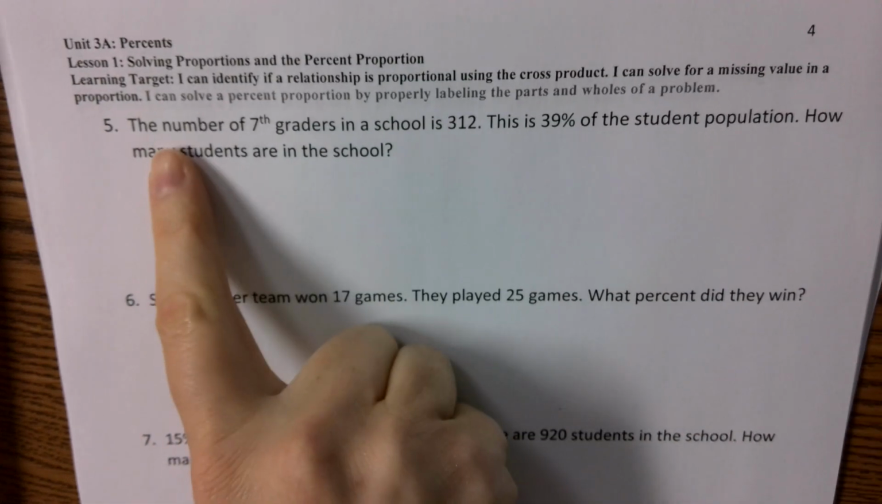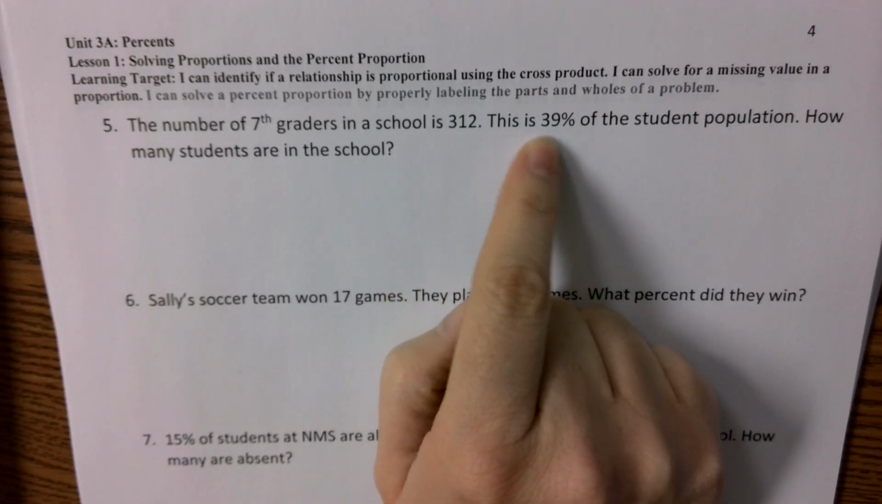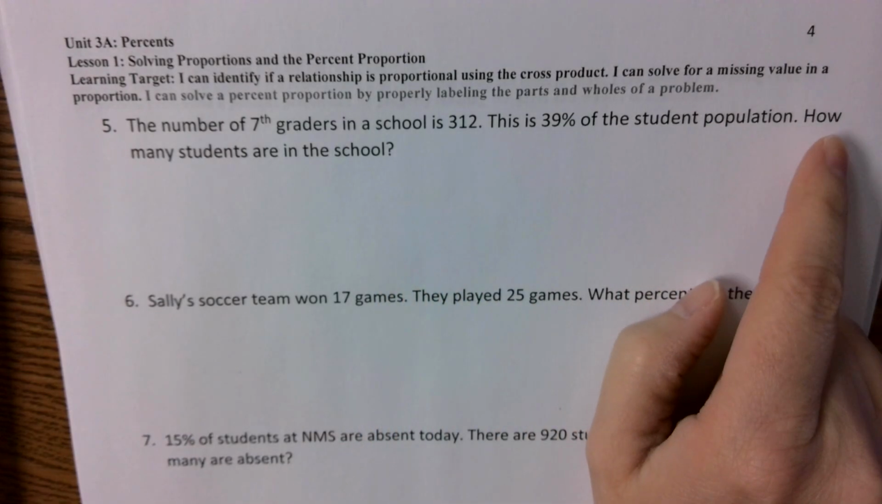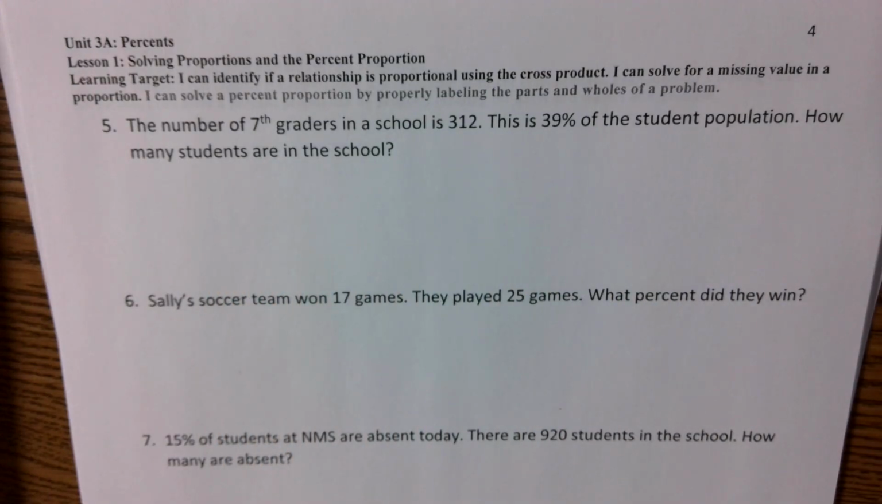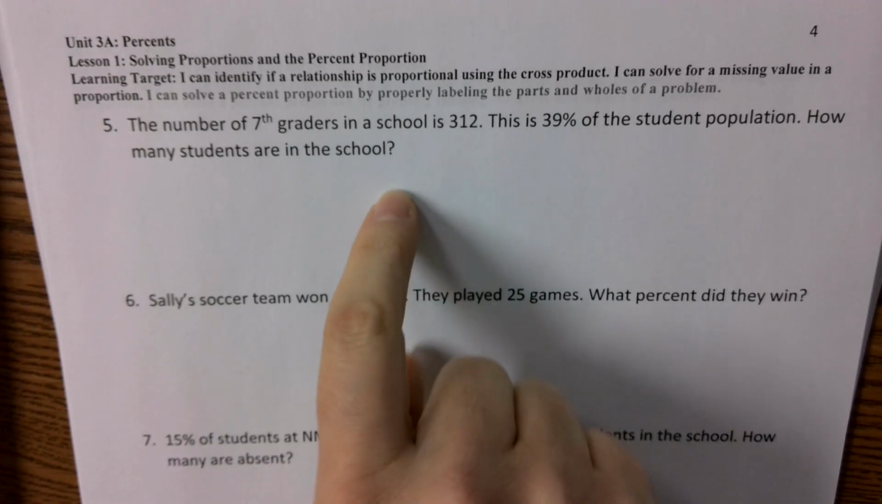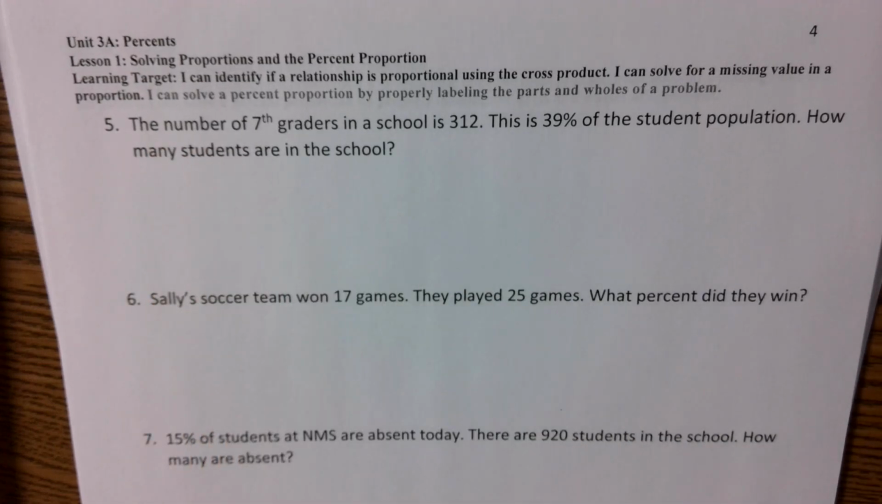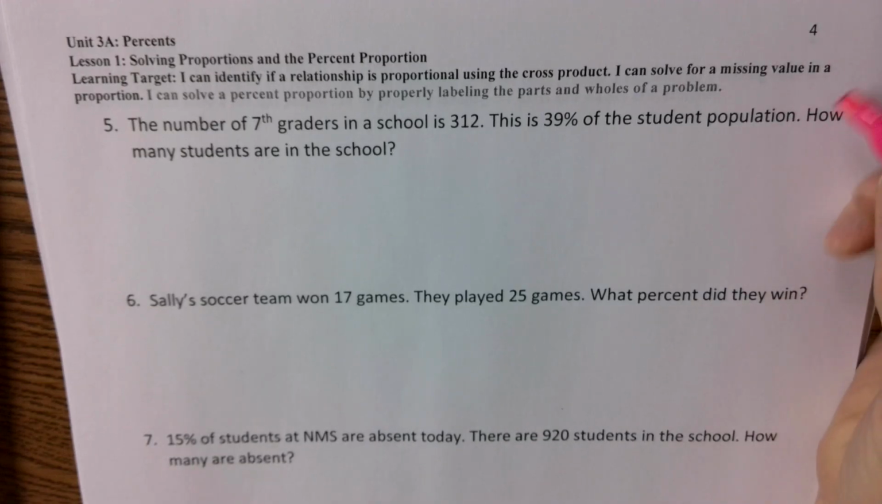Okay, so for problem number 5, the number of 7th graders in a school is 312. This is 39% of the student population. So how many students are in the school? So the question is asking how many students are in the school. Is that a part, a whole, or a percent that they're looking for? A whole, right? The number of students in the school, that would be every student in the school. That would be considered a whole. Okay, so I'm going to go ahead and identify that question in pink. That's going to be my whole.